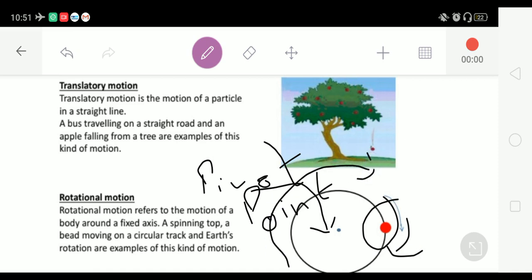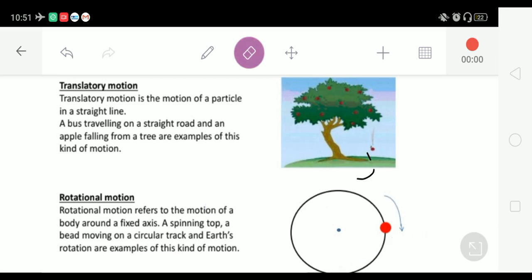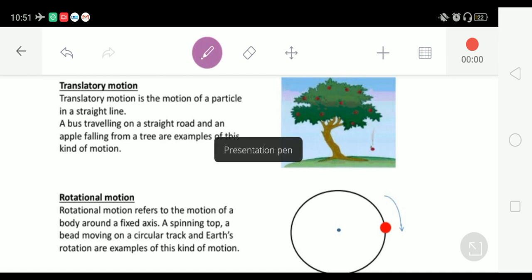So when an object starts rotating around a fixed point, that type of motion is known as rotational motion. So what is rotational motion? A motion around a fixed axis by a body. We have a few examples over here. A spinning top. What is a spinning top? Lattu we call it in Hindi. Then the movement of earth's rotation, any object moving in a circular track. These are all examples of rotational motion.